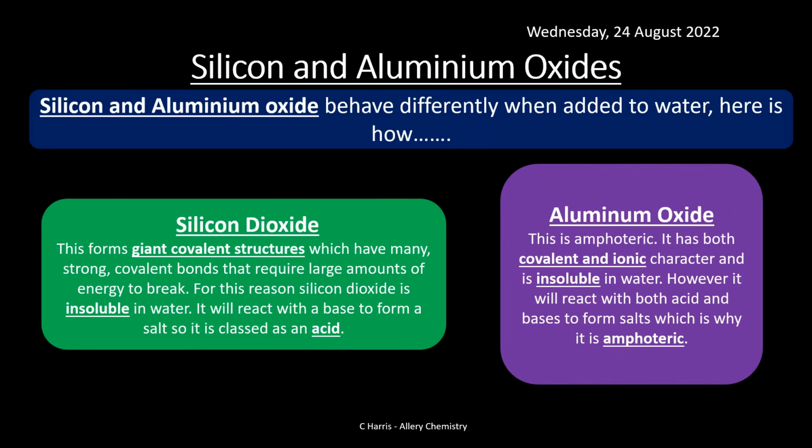Aluminium oxide is what we call amphoteric. That's a posh word. Basically, it can act as an acid and a base if it wants to, depending on what it's reacting with. So it has both covalent and ionic character, a mixture of the two. It's a little bit of a hybrid. It's insoluble in water, so it doesn't dissolve. However, it will react with both acids and bases to form salts. So amphoteric is just a name to say that it can act as an acid or a base depending on what it's reacting with, but it is insoluble in water, so it won't actually react with water.